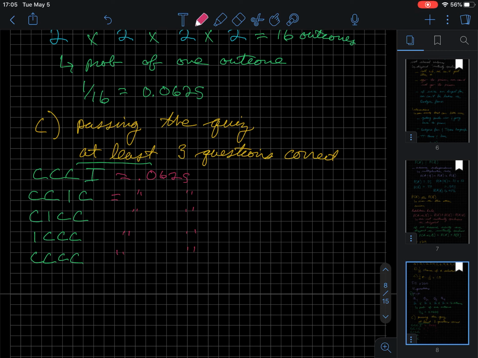So what we end up doing is adding up all these probabilities. So we do 0.0625. We could do it times 5 if we wanted to be simple, but let's say we add them all up, plus 0.0625. And this is going to equal about 0.3125, or if you rounded, it'd be 0.313, which means there's about 31% likelihood of passing the exam.